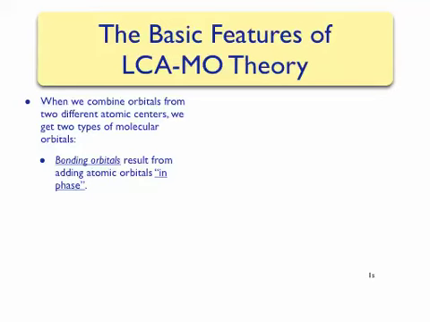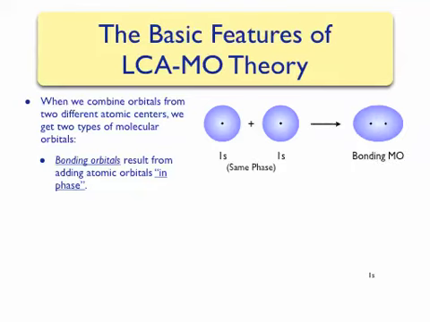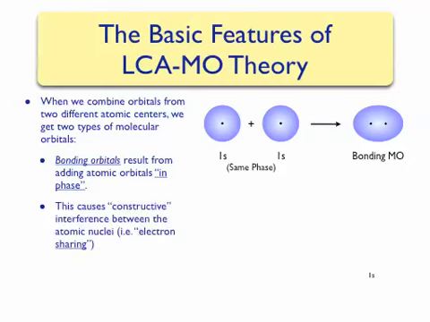Like with the constructive interference of sine waves, we can add two atomic orbitals together in phase to create what's called a bonding orbital. If I take two 1s orbitals with the same phase, here represented by being the same color, I will get one molecular orbital that is twice as big as the original atomic orbitals. Notice that the molecular orbital puts electron density around two nuclei, but more importantly, in between the nuclei, representing electron sharing. This is our constructive interference.